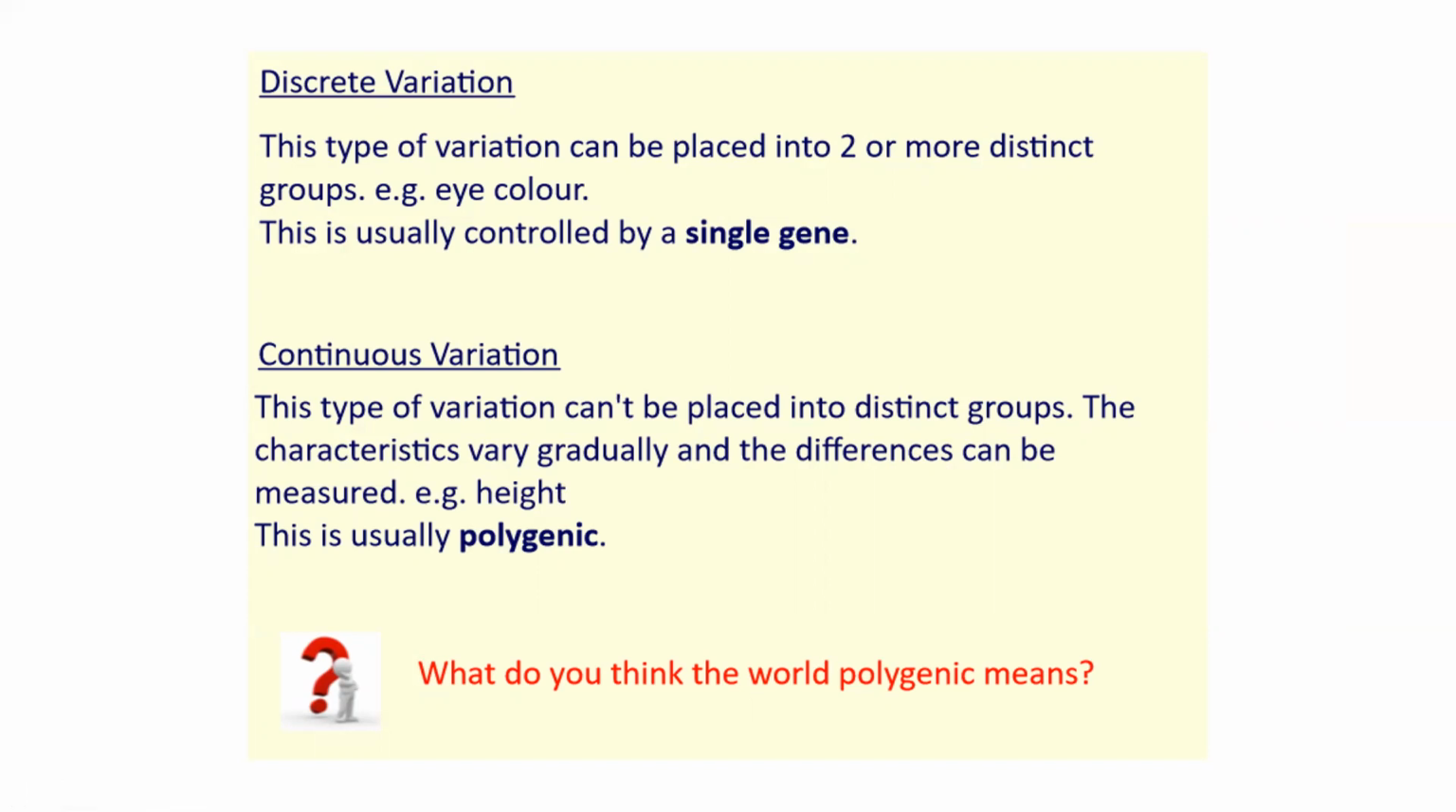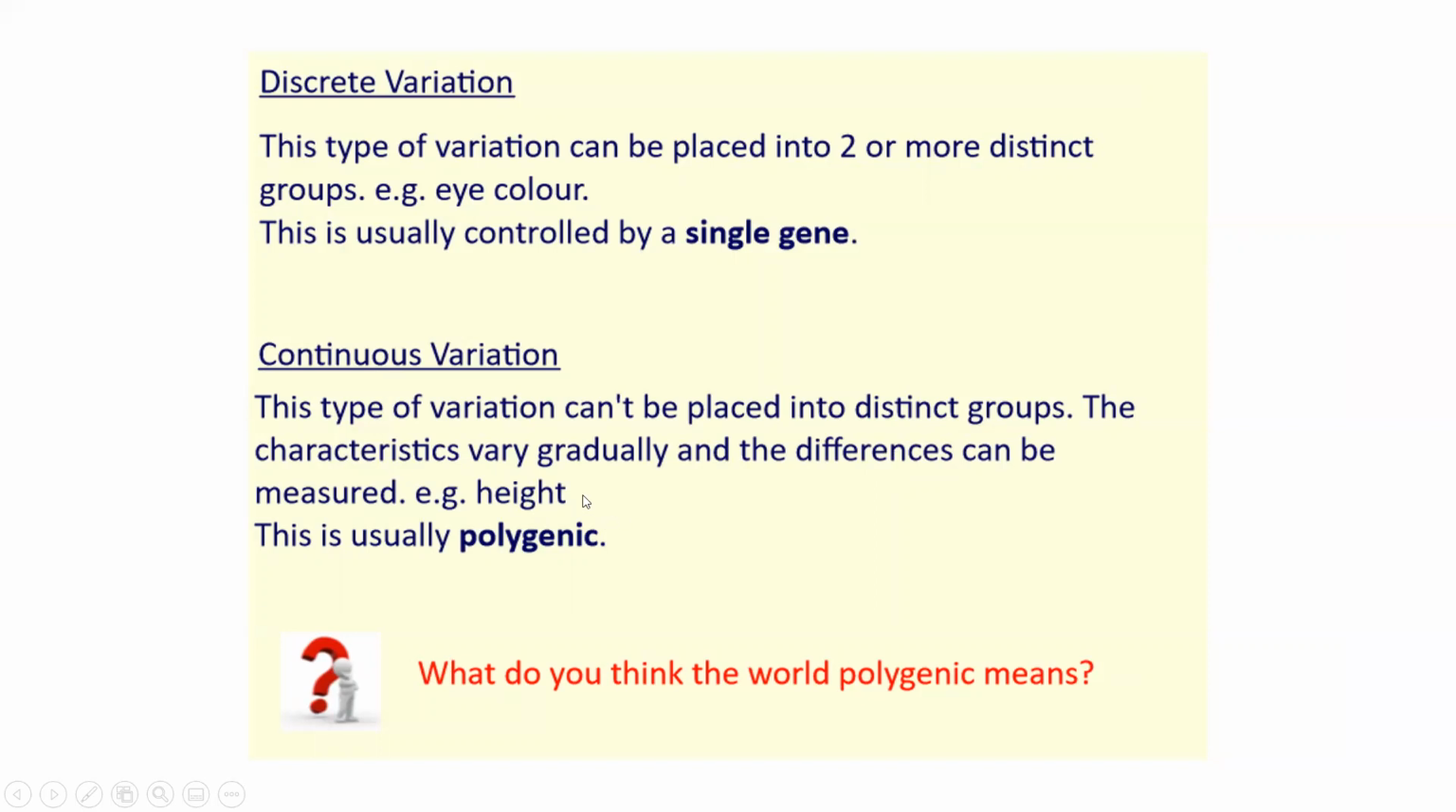And because we can measure it, it gives us a huge range. Another example might be a person's hand span or their weight. These are things where there is not just one or two possibilities. There are a huge range of possibilities, and again, they're measurable. So continuous variation, not in distinct groups, huge range of differences.